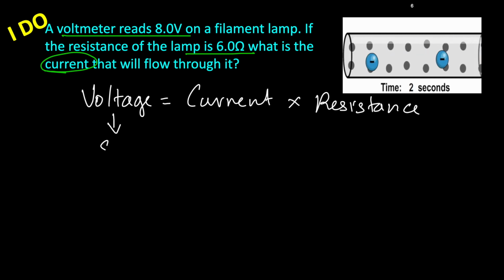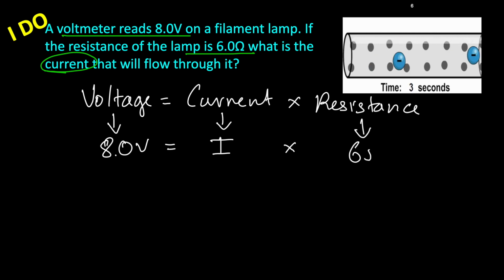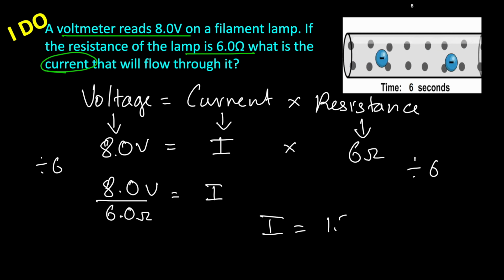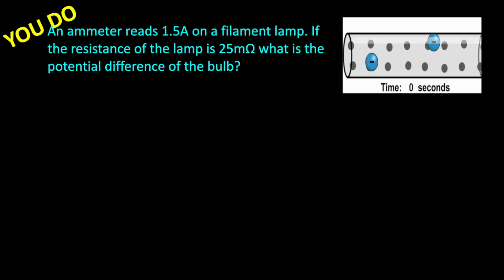So our voltage value is 8.0 volts. Our current value is unknown, so we're going to leave that as I. And our resistance value is 6 ohms. At this point, we need to rearrange the equation, or we need to just divide by 6 on both sides. So we'll get 8 divided by 6. Current is equal to 1.3 amps. And that's it. Let's try one more. Read the question, pause the video, and have a go.